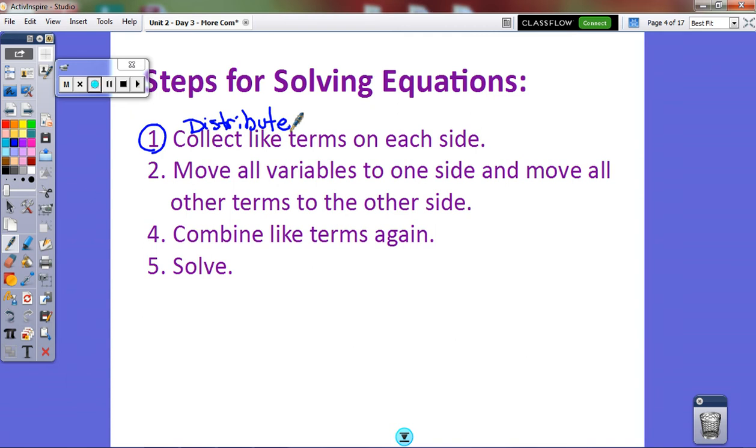Once we combine like terms on each side, then we're going to go through the process of moving all the variables to one side. Once we get all the variables on one side, we're going to combine like terms, and then we're going to solve it just like we did last class. So let's look at some examples.